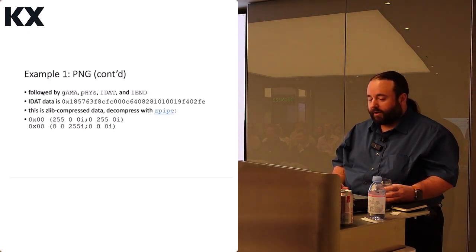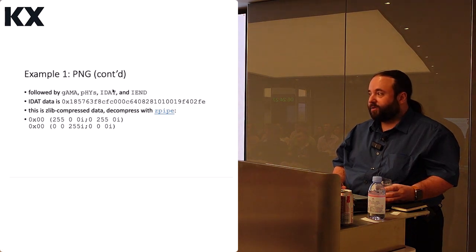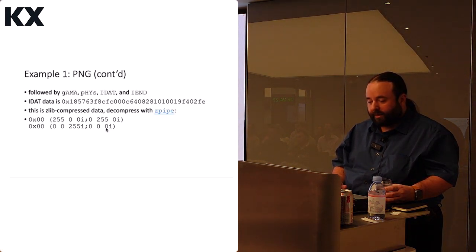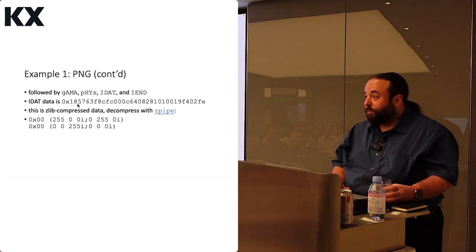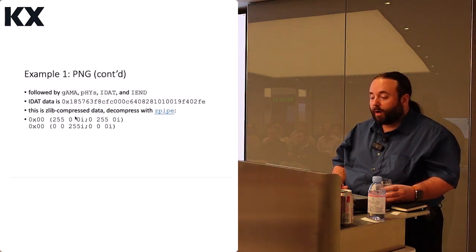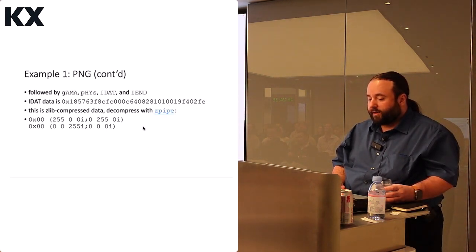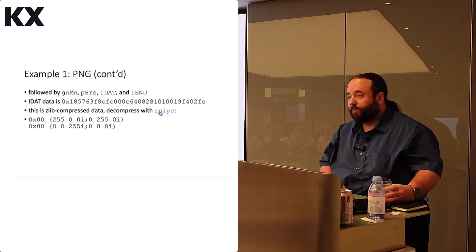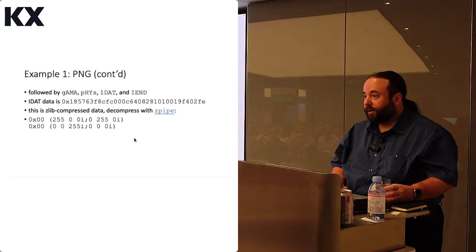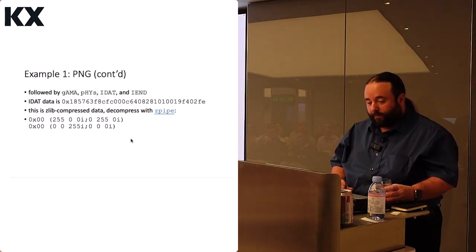The following chunks are gAMA, fIZz, IDAT, and IEND. IDAT is the actual image data, so that is this vector here. This is compressed with zlib, so I decompressed that using a program called zpipe, which is linked here. You can get the code for that from the developers of PNG. And it decompresses into this.